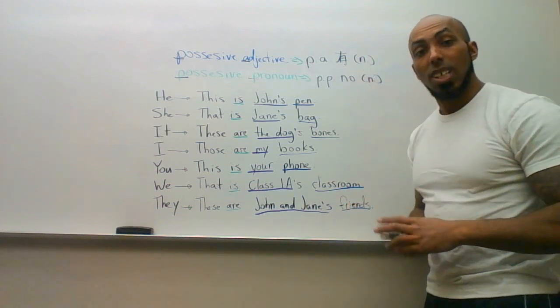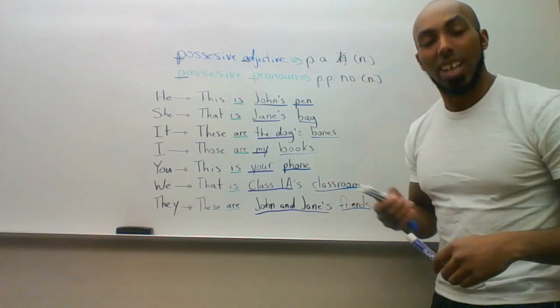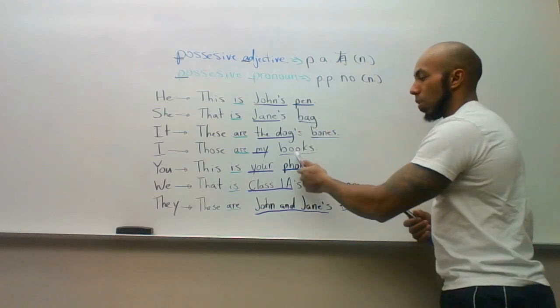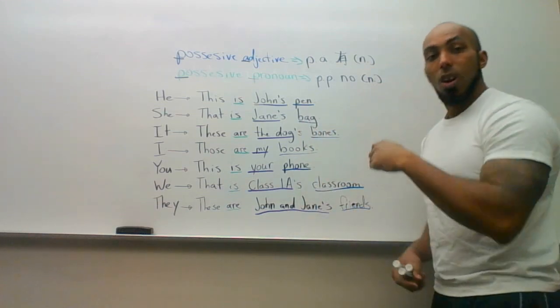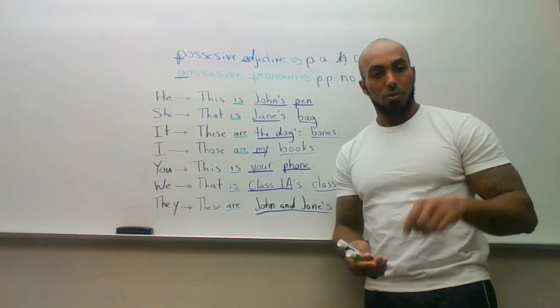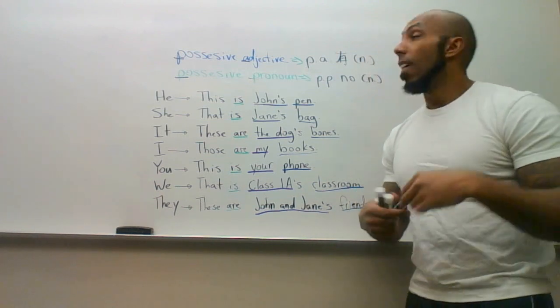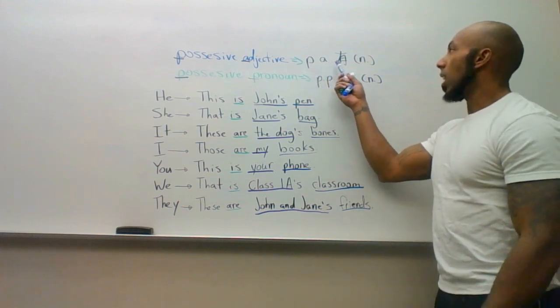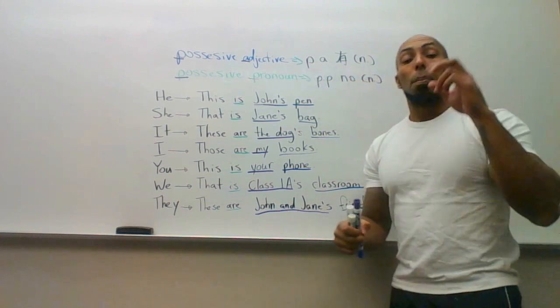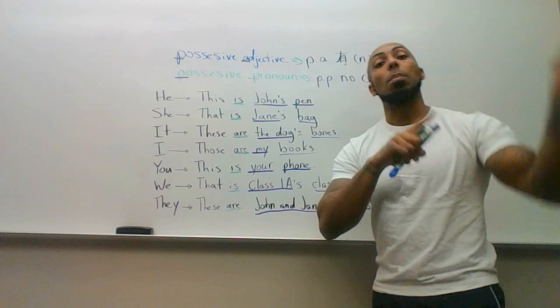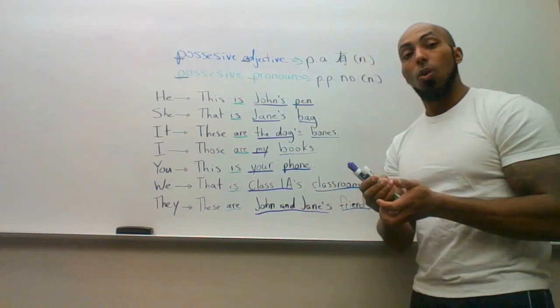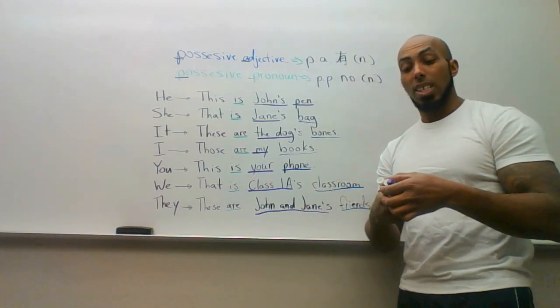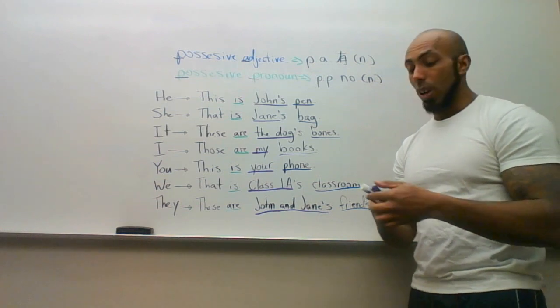All of the objects in each of these sentences is a noun. Pen, bag, phones, books, phone, classroom, and friends. Those are all nouns. So to find the possessive adjective in the sentence, we'll say P-A, yo noun. So the possessive adjective is right before the noun. So in our examples, let's see where our pronouns are.